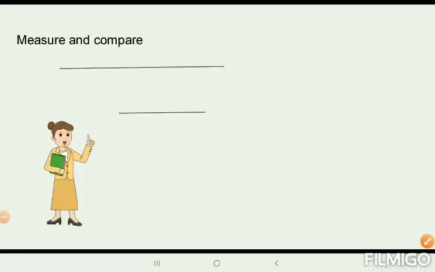Let's revise the next topic, that is measure and compare. So on the screen, children, you can see there are two lines given. So we are going to measure it and then compare it. As you can see, one of the lines is larger and the other one is shorter. So let's name this line. Actually, this is line segment AB. Okay, and then let's name this as X and Y.